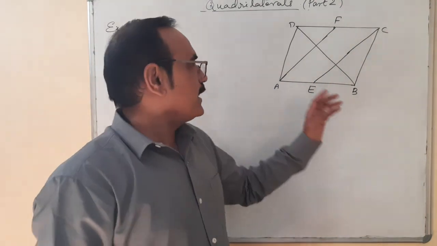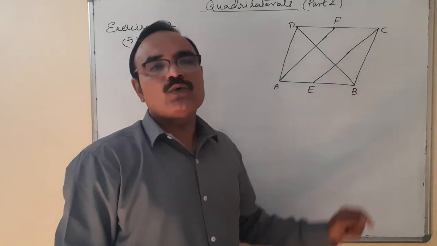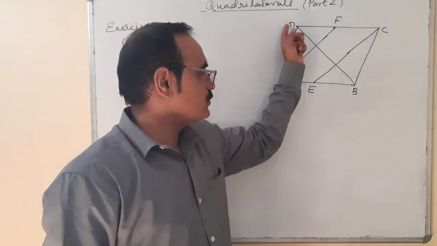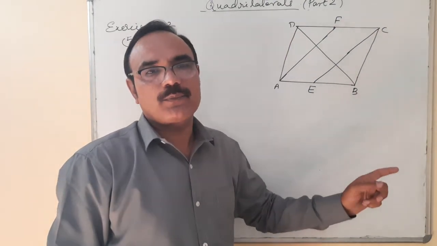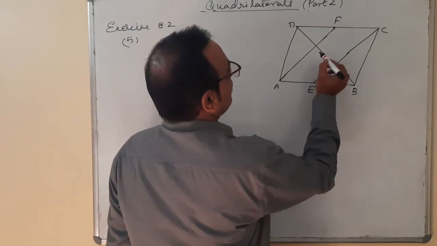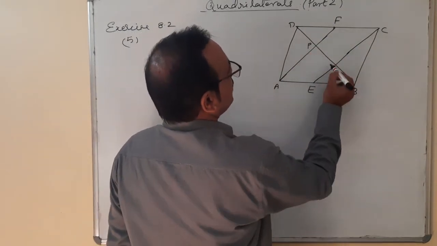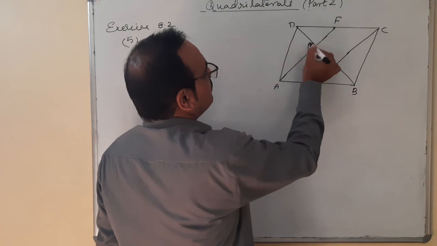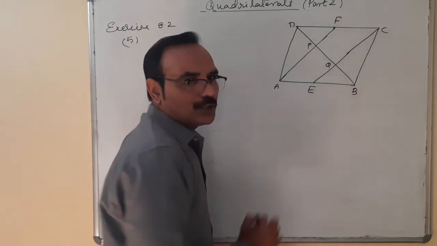We are going to show that AF and CE, these two line segments, are trisecting the diagonal BD. Trisecting, what does it mean? Dividing in three equal parts. So finally we are proving that, with P and Q on the diagonal, DP is equal to PQ is equal to QB.